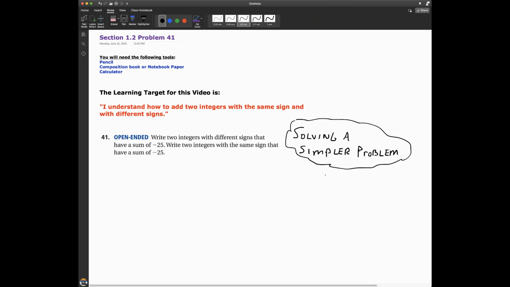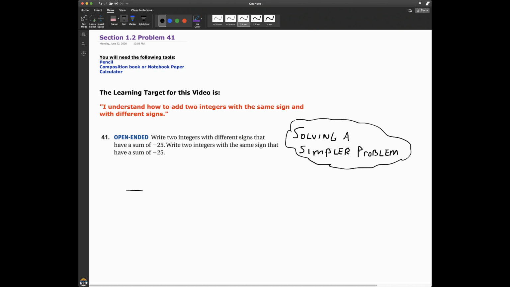So why don't I write two integers with different signs that have a sum of negative 25. Why don't I change that negative 25 to positive 25 first? So for my simpler problem, I want to write two integers with different signs, which means one is positive and one is negative, that have a sum of 25.